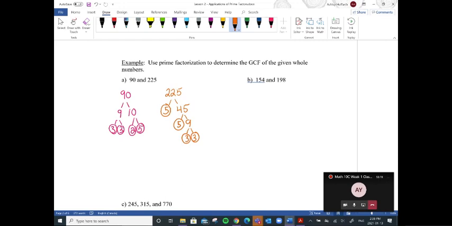Okay, so what I'm going to do here is below just write out our prime factorization of each number. So 90 is 2, 2 3s, and a 5. 225 is 2 3s and 2 5s.